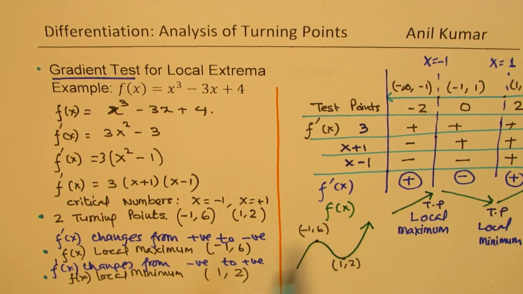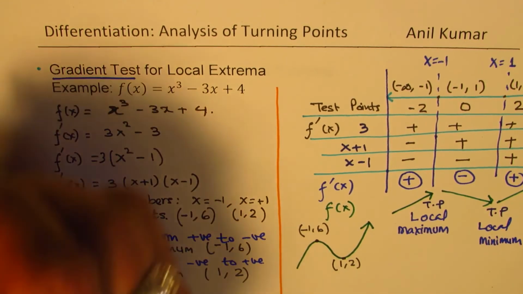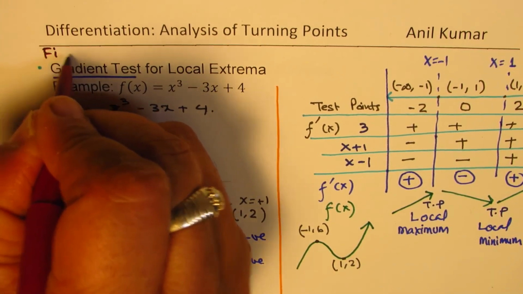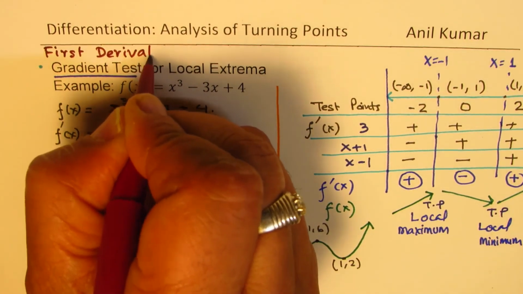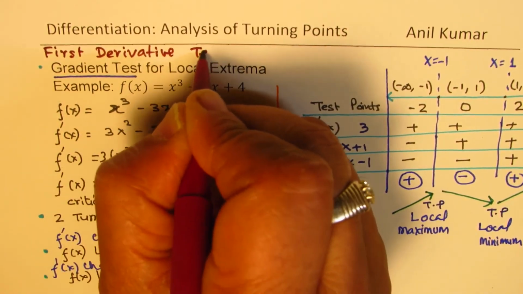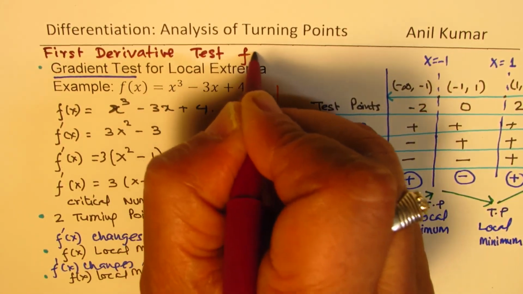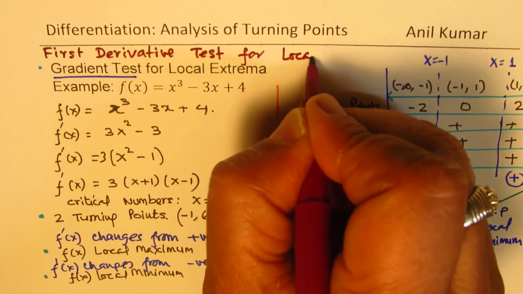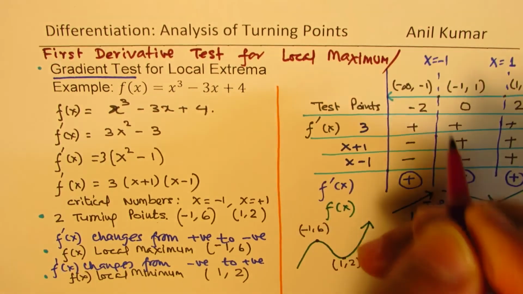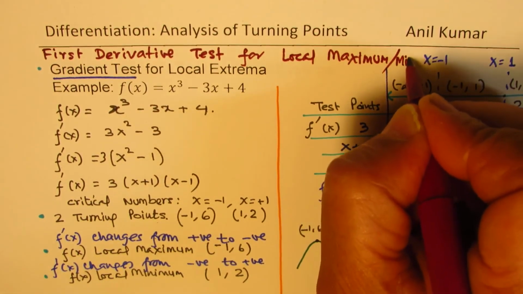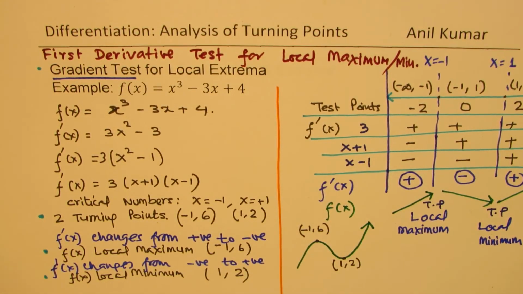And we did the gradient test, or sometimes we also call it the first derivative test, right? So let me write down here. It's also called first derivative test for local maximum or minimum. Is that clear to you, right? So I hope this test is absolutely clear.